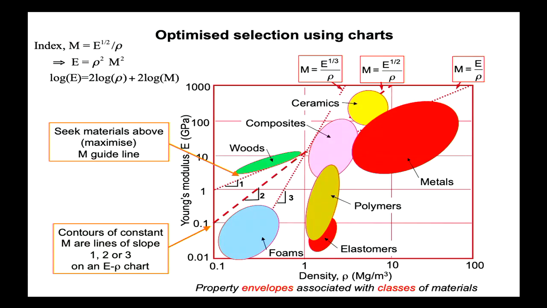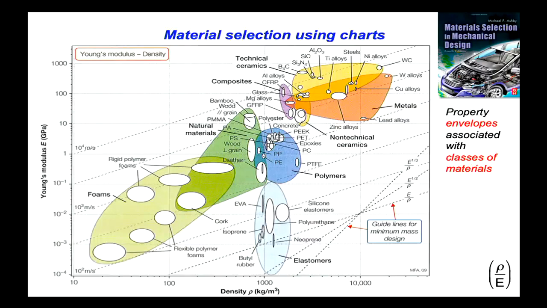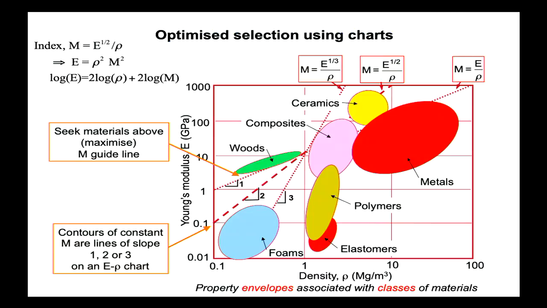But of course, it's always the case, we could always just go right to, in this one, if we want something with the highest possible density. Well, we go over here. If we want something with the highest possible Young's modulus, we just go up there. But we're looking at relationships here.